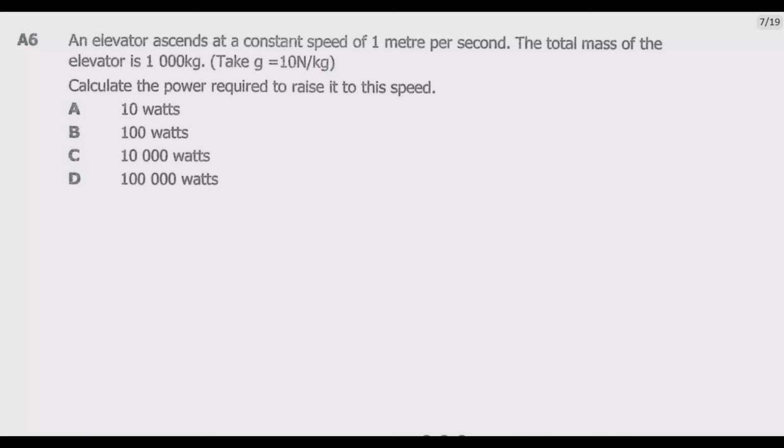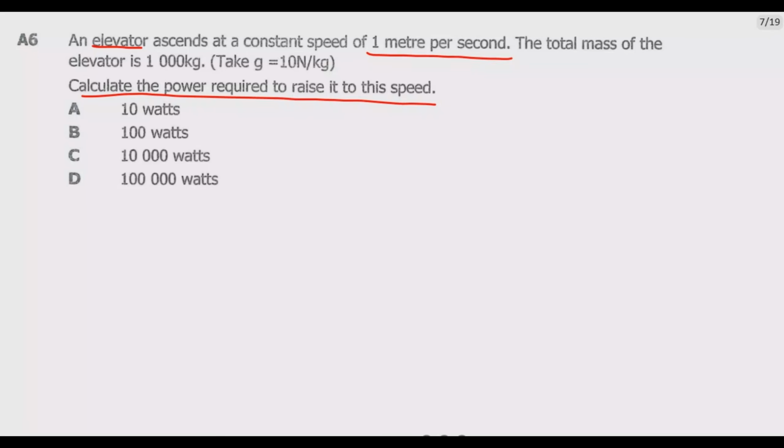So question A6 reads: an elevator ascends at a constant speed of 1 meter per second. The total mass of the elevator is 1000 kg. Take gravity to be 10 Newton per kg. Calculate the power required to raise it at this speed. So we are looking for the power required to raise the elevator at 1 meter per second.